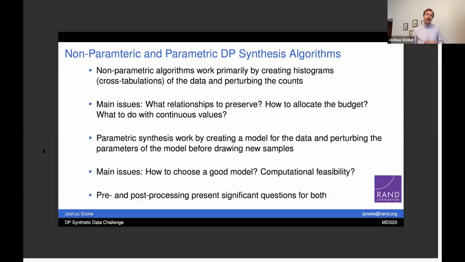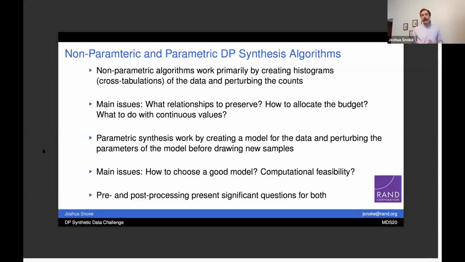Oh, and I should mention actually the NIST challenge. It was epsilon delta privacy. Some competitors chose not to use delta, but they had an amount of delta that they were allowed to use as well. So some people use the Gaussian mechanism, some people use Laplace for the non-parametric approaches.